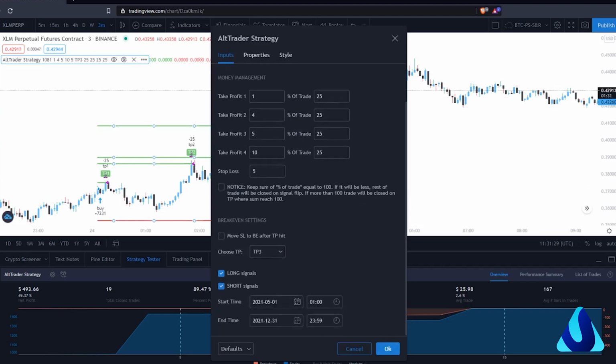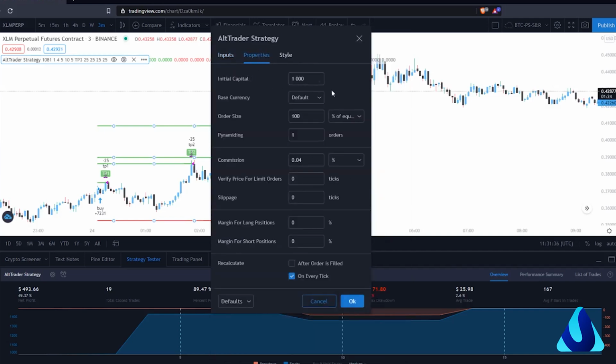We are doing it from the beginning of the month, and what I'll show you now is the properties as well. You would put in here your initial capital, so let's say 1,000, and the order size is equal to 100% of the initial capital. So you'd put 1,000 order size. If it's on percentage of equity, then you can just put 100%, or if you wanted, you could change it to US dollars and put that at 1,000, and it's the same sort of thing.